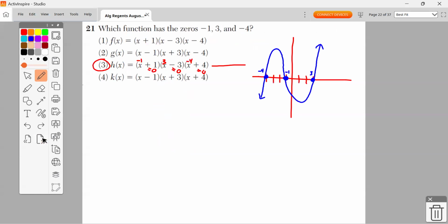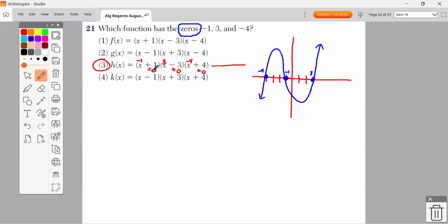In question number 21, you could do this in one of two ways. You could set each of these... We want to know the zeros, all right? Remember zeros, x-intercepts, roots, solutions of -1, 3, and -4. If you go and graph this third equation, this is what the picture looks like. Notice that it crosses at -4, -1, and +3. So that would be our answer.